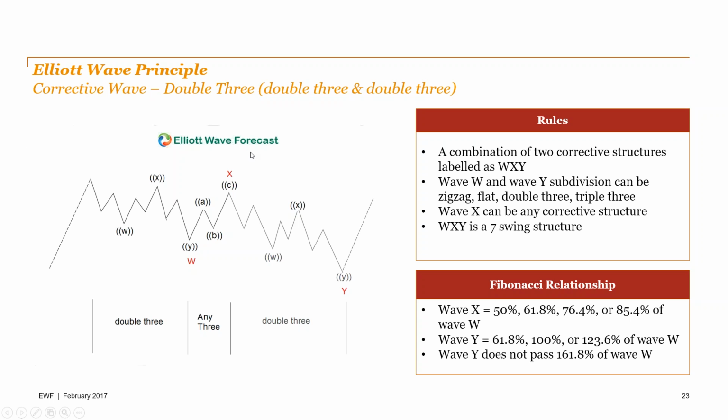Everybody clear about double 3, guys, or still confusing? Double 3 to triple 3 is the most difficult in Elliott Wave. If you understand double 3, triple 3, you understand everything. But it is a combination of corrective structures, and there's pretty much only 3 corrective structures, right? Zigzag, flat, and triangle. That's it, only 3. And then you combine, mix and match, combine it with a WXY, right?